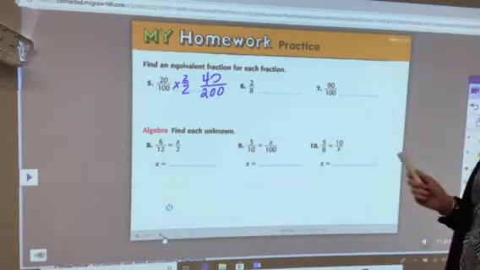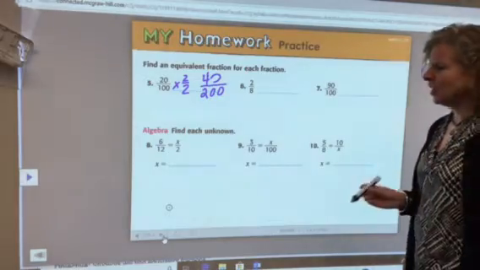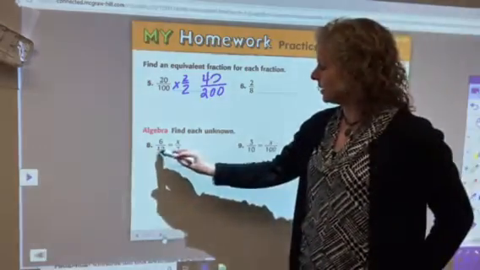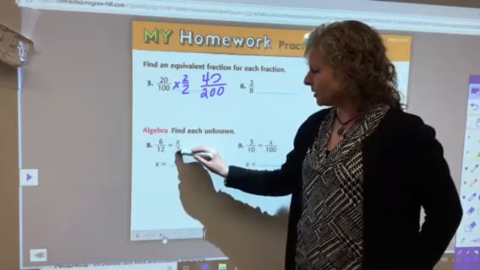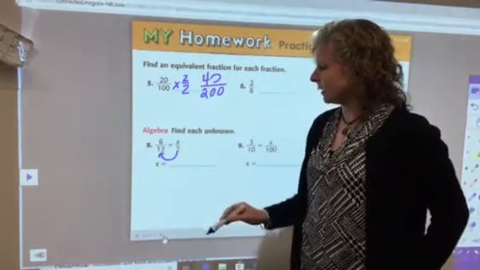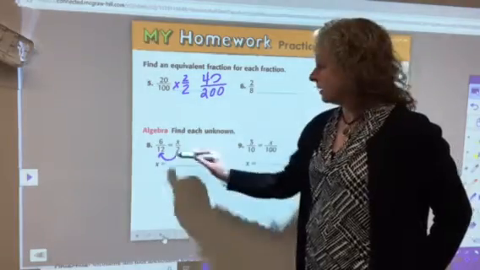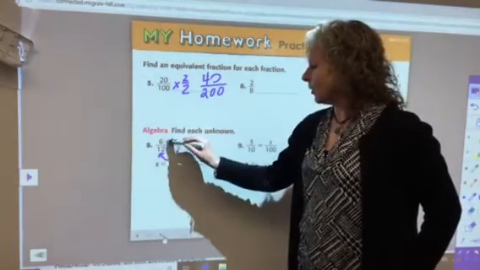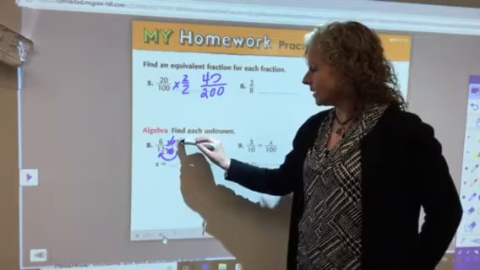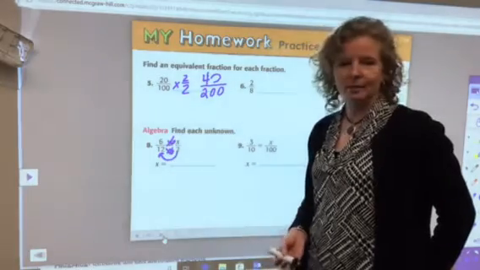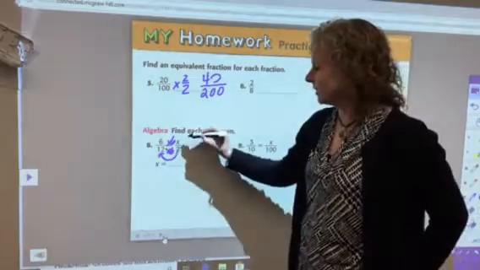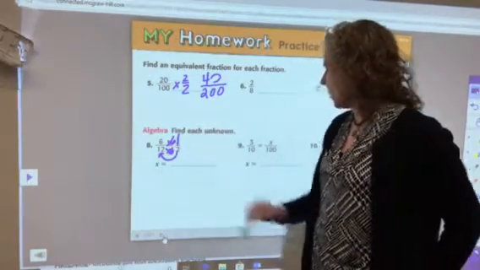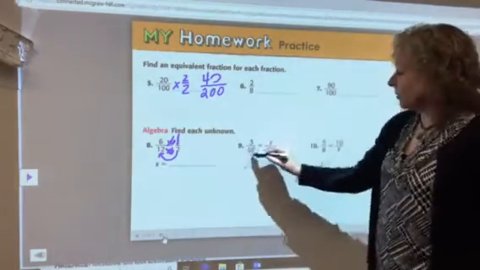Now, this is where it gets a little bit more challenging. You have to figure out what they did here. So I usually pick the smaller number. And I say, what did they multiply 2 by to get 6? So what are you going to multiply? What times 6 equals 6? That's going to be 1. See, this way, I always pick the smaller one.